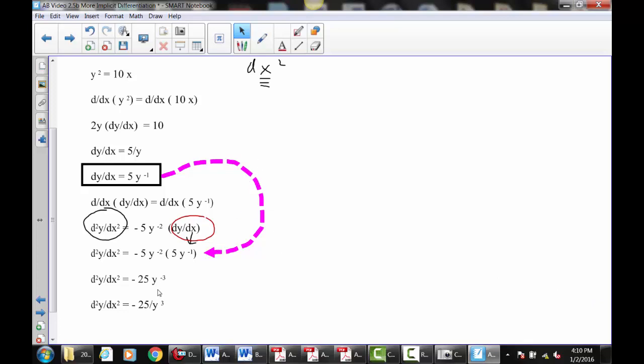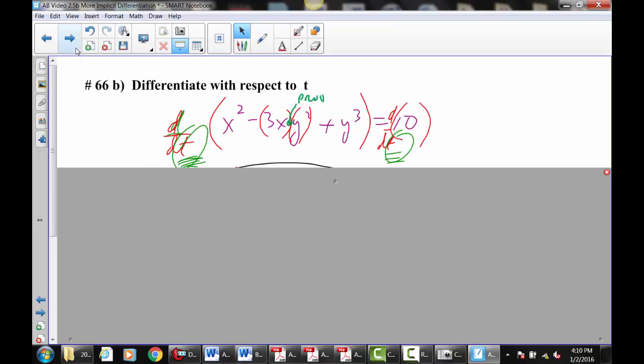Okay, here it is with a negative exponent. Here it is with a positive exponent. Now, we're going to take this expression right here, number 66b, and they're specifically asking us to differentiate with respect to t. And we'll be doing that a lot in the next section, section 2.6.